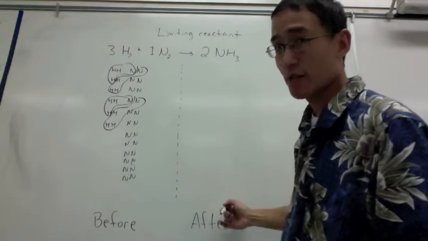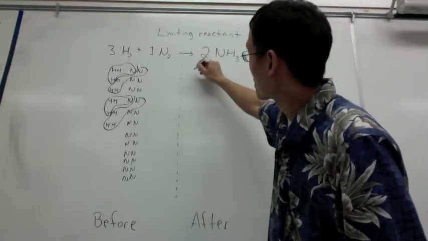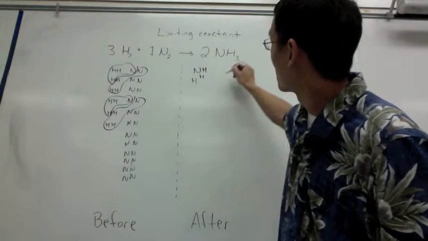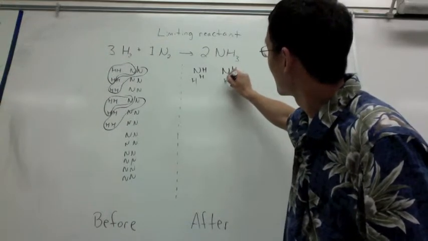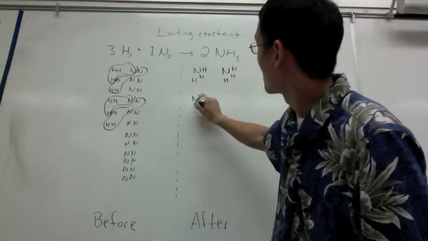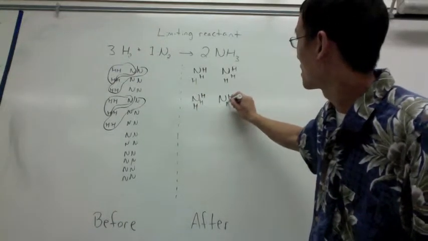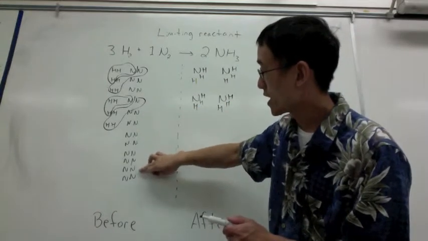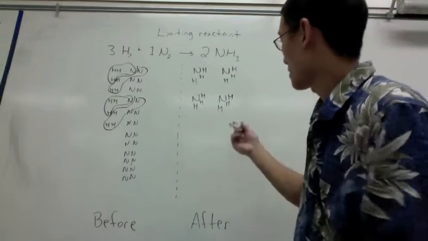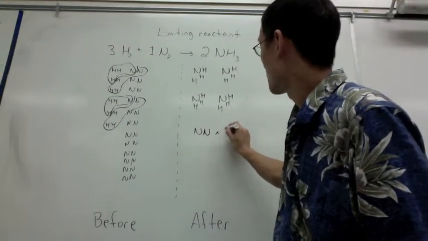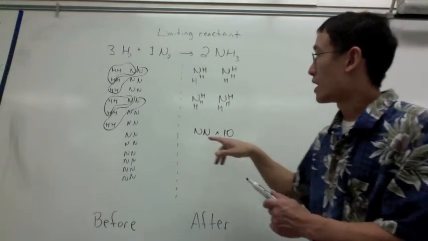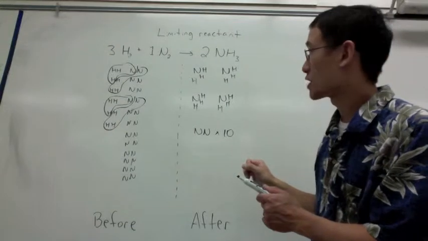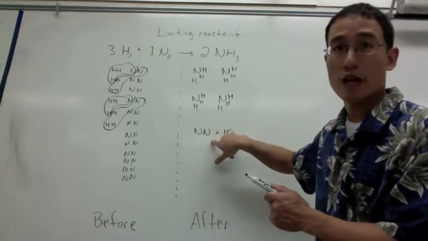So on the right-hand side, for the after, I'm going to have an NH3 group. I'm going to have 4 of them. And then I have 1, 2, 3, 4, 5, 6, 7, 8, 9, 10 nitrogen groups left. So I have N2 times 10. As you can see, I can only form 4 groups of NH3, and I have 10 groups remaining.